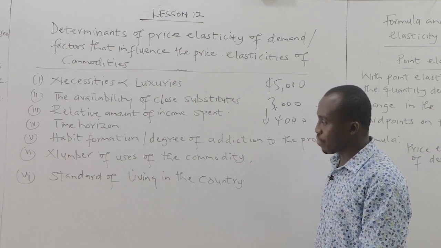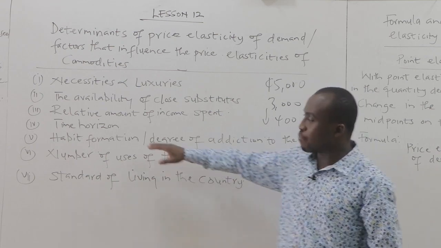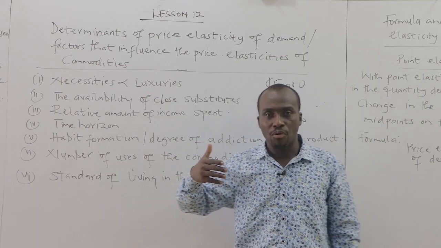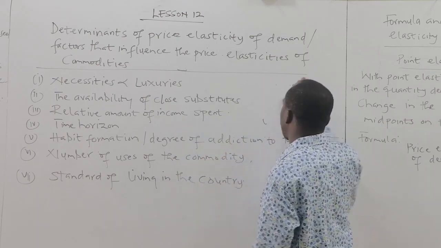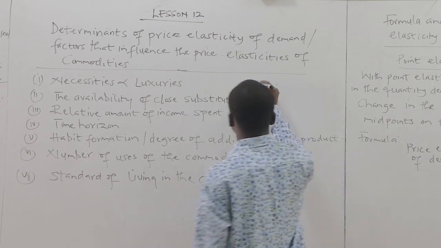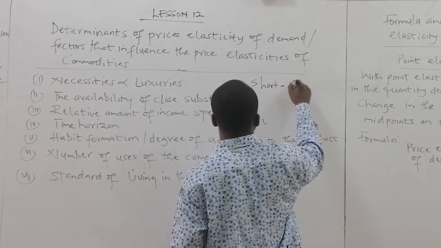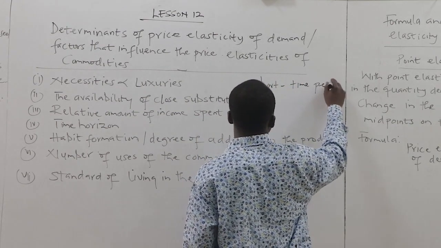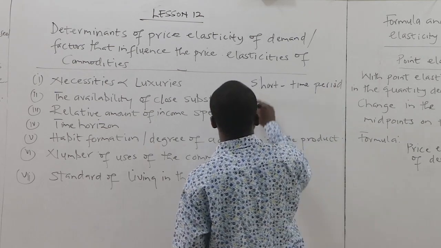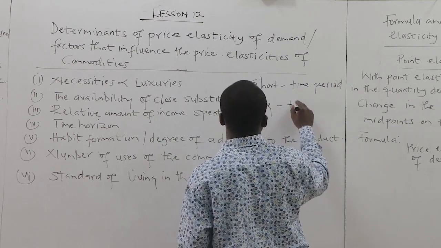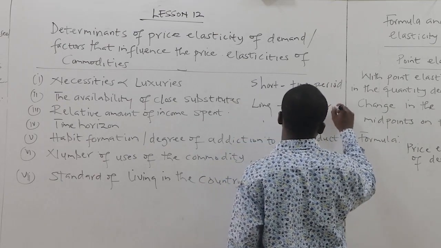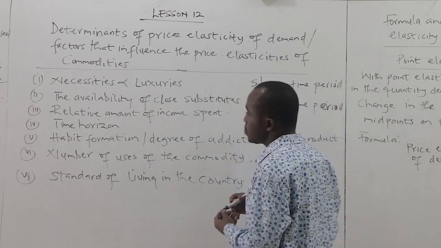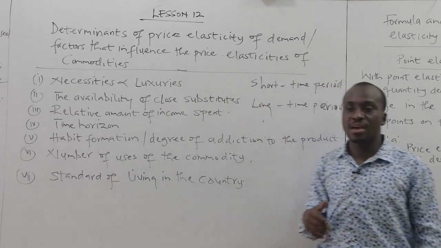We have what we call the time period. The time period you buy the product is also very important. What is the time period? You're considering a short time period, and a long time period. So let's take these two time periods: short time period and long time period.